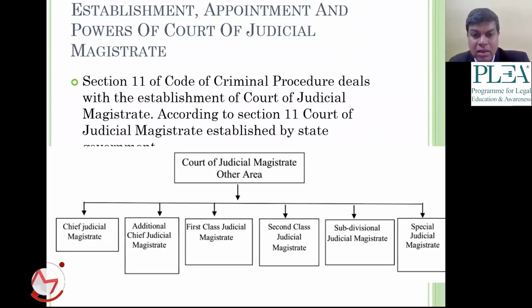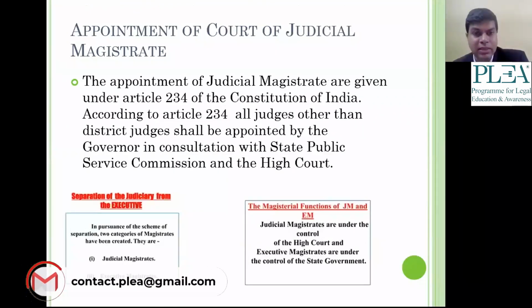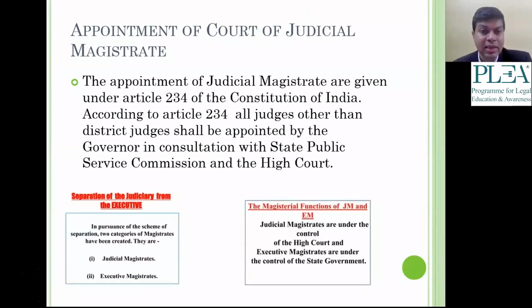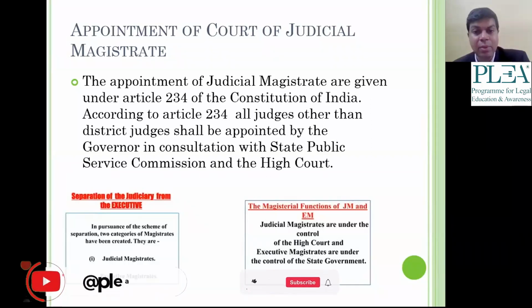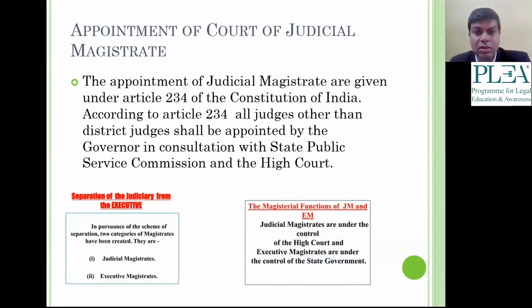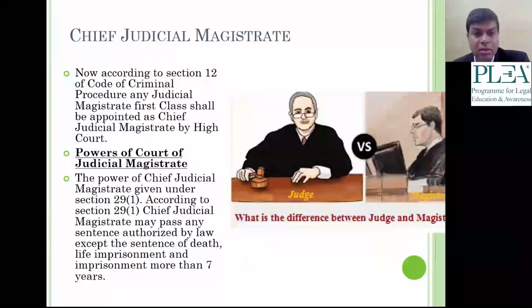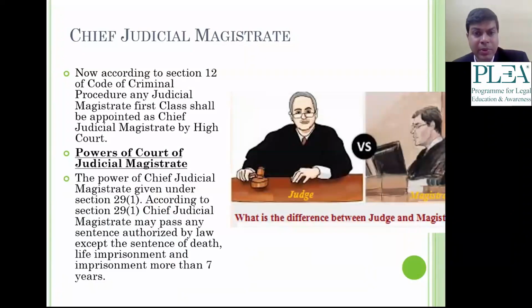Then the next slide is appointment of court of judicial magistrate. The appointment of judicial magistrates is given under Article 234 of the Constitution of India. According to Article 234, all judges other than district judges shall be appointed by the governor in consultation with the State Public Service Commission and the High Court. So this is how the judicial magistrate is appointed. For the chief judicial magistrate, section 12 of the code says that any judicial magistrate first class shall be appointed as chief judicial magistrate by the High Court.